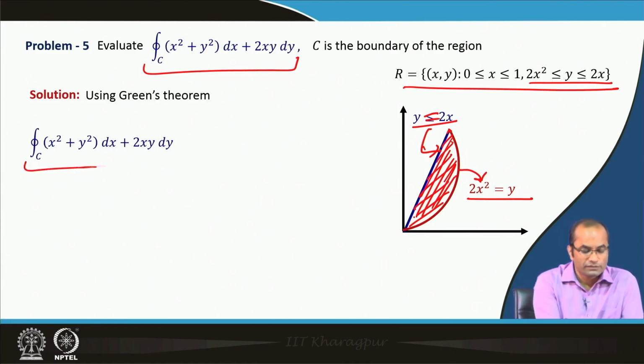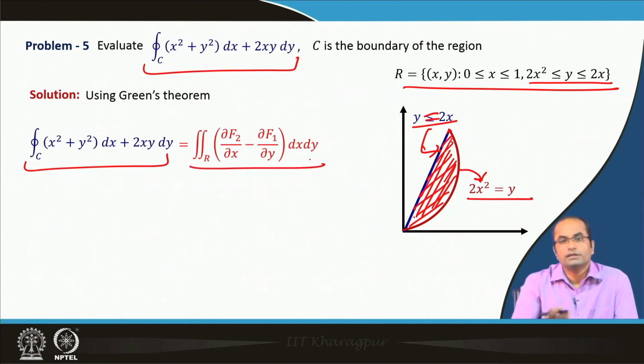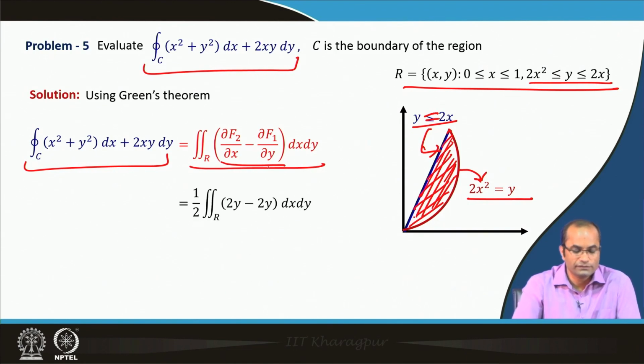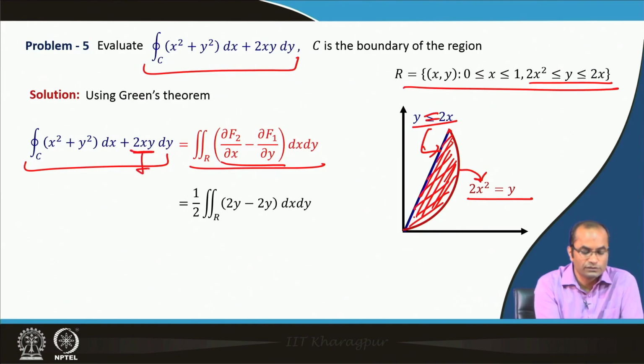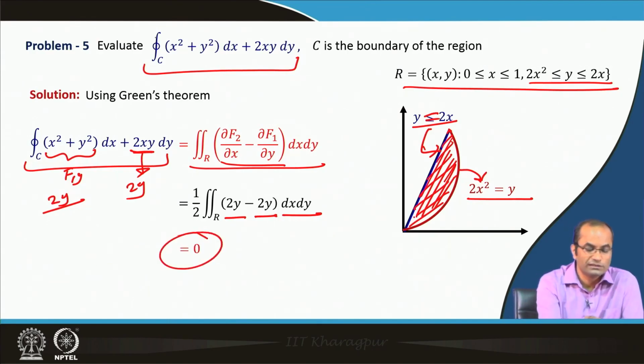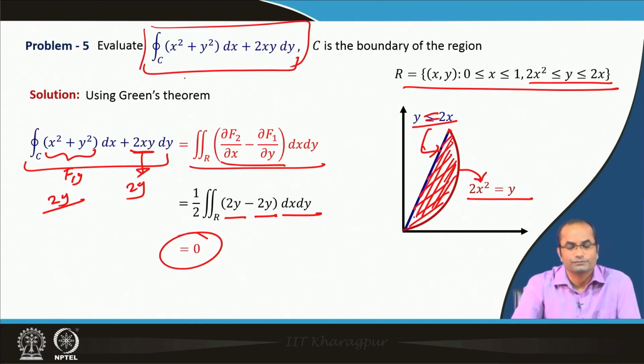So, using Green's theorem, this curve integral we can convert into the area integral with the difference of these partial derivatives, and then we can easily see that del f2, this f2 is 2xy, with respect to x. So, we will get 2y here, and from here we will get f1 with respect to y, which is coming as 2y. So, we have 2y minus 2y, dx dy, and this cancels out. So, we have 0. So, this curve integral, this closed line integral, is 0.